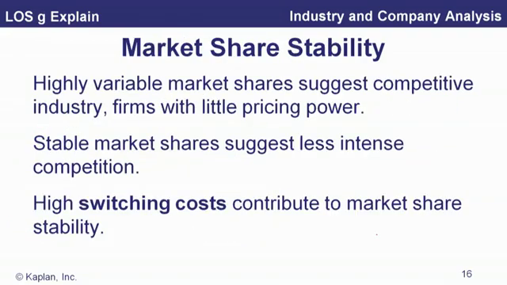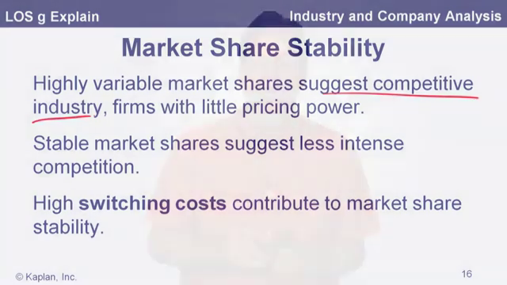Market share stability, we've talked about this a little bit already, but if we have highly variable market shares, that suggests a very competitive industry. Anyone who gets a little bit of an edge is going to gain market share for a while, and then they're going to give it up to somebody else who has the next innovation.